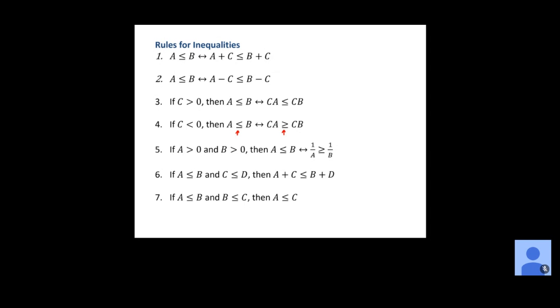Now, if A is greater than 0 and B is greater than 0, meaning they're both positive, and A is less than or equal to B, then we would say that 1 over A has to be greater than or equal to 1 over B. So if we create those reciprocal fractions, those are going to have the opposite inequality symbol. And then number 6, if we have A less than or equal to B and C less than or equal to D, then the sum of A plus C has to be less than or equal to the sum of B plus D. And then finally, number 7, if A is less than or equal to B, and B is less than or equal to C, then the A value itself has to be less than or equal to that C value.